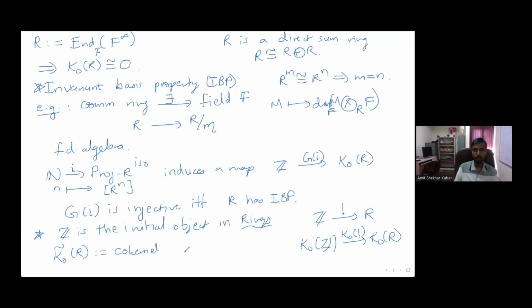The reduced K0 is the co-kernel of the induced map. In the case of IBP, you can see that Z is always going to be embedded inside K0 of R. Therefore, we don't want to talk about this trivial part. We quotient out by that, and then we only talk about this reduced K0.